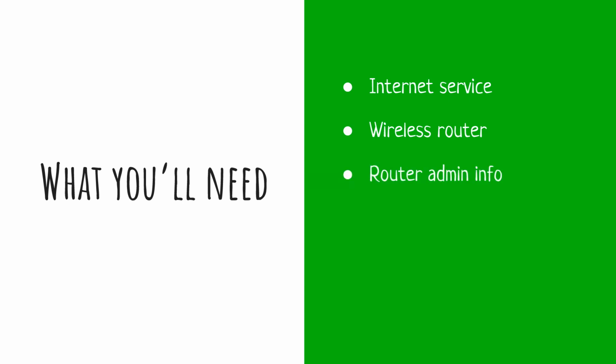So here's what you'll need to get started today. You'll definitely need internet access. You'll need internet service set up already. We're not going to talk about how to set up your internet. Your internet service provider probably already walked you through that. We're going to talk about how to configure your wireless router. So you'll need a wireless router, and you'll need to have the router administrative info handy.